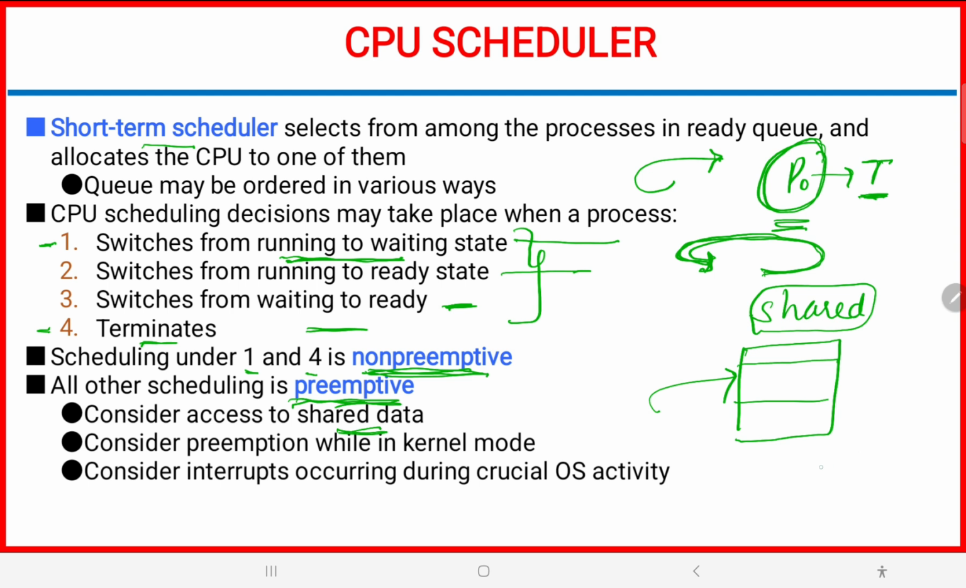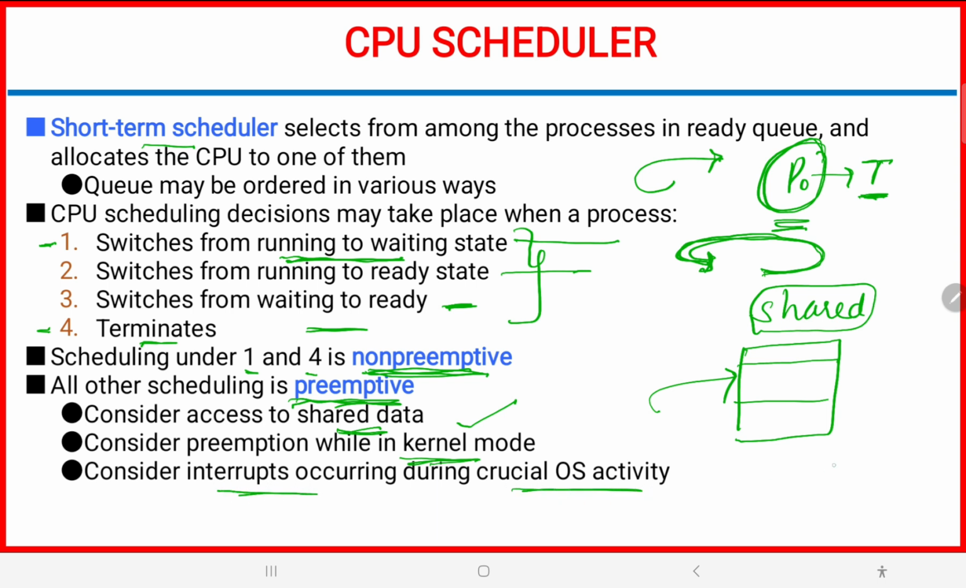Then suppose the system was working in kernel mode, where the user has requested some system call to be performed, where in kernel mode that exercise was being done. But because this process was forcefully removed, in that case also this will lead to some sort of issues with the system, because the system again will be in some sort of inconsistent state. Fine. Then another case is where some interrupt occurs during some crucial OS activity.